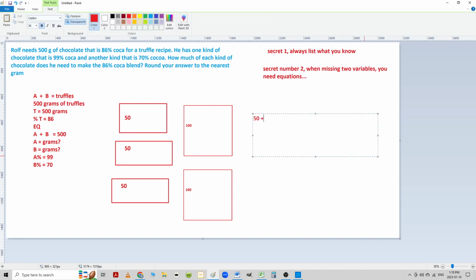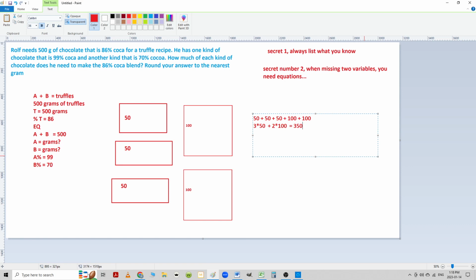50 plus 50 plus 50. And I have 2 hundreds. But another way of saying that is I have 3 times 50 plus 2 times 100s. And I could figure out the average. It's 150 plus 200. It's 350.